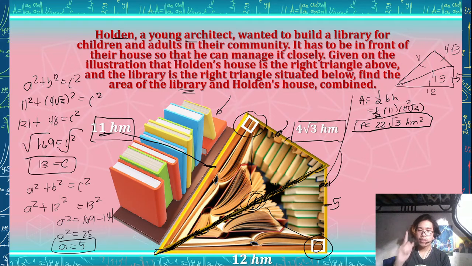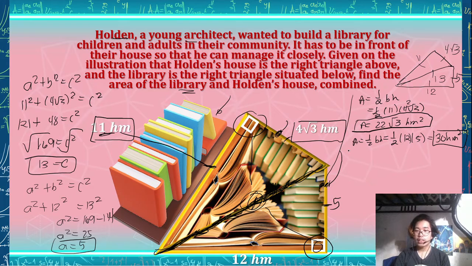So how about the area for the house? That's going to be 1/2 base times height, and that's just going to be 1/2 times the base, which is equal to 12, and the height, which is equal to 5. And that's just 60. Okay, 12 times 5 is 60, divided by 2, so that's just 30 square hectometers.